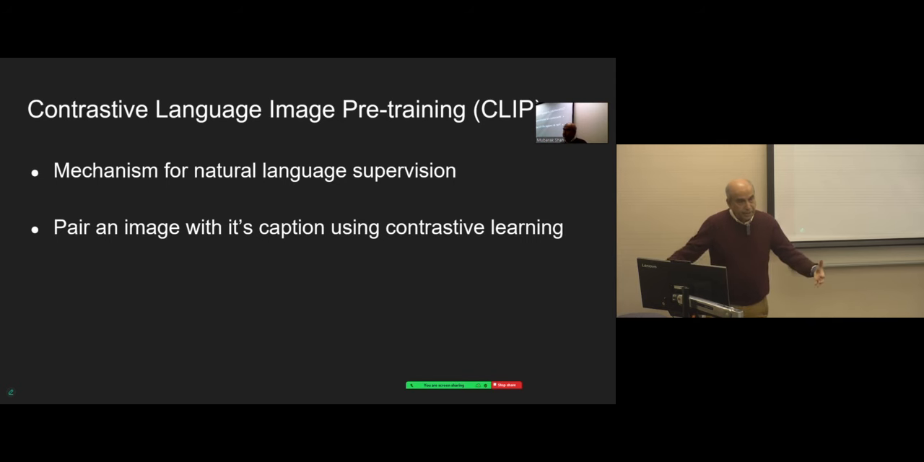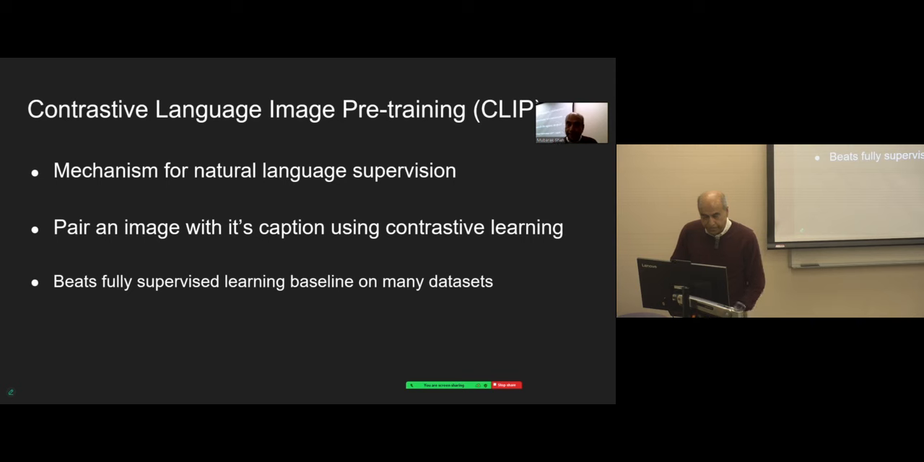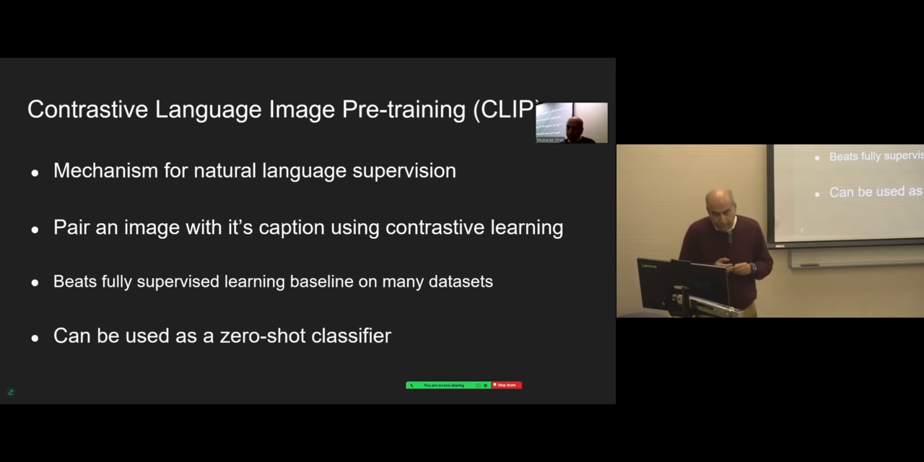And there are lots of images on the internet. People upload images and they also have captions to describe what the image is, and that's what we want to leverage. And the good thing is that when you bring this in, it beats the other approaches where we are using only image information, not the language. Also, a good thing is that we can do a zero-shot classifier, and I'm going to explain what we mean by zero-shot.